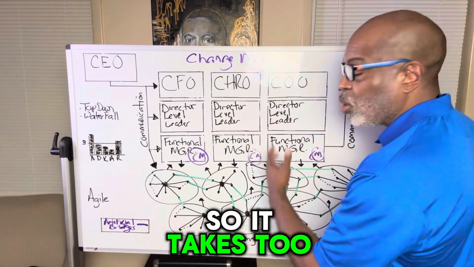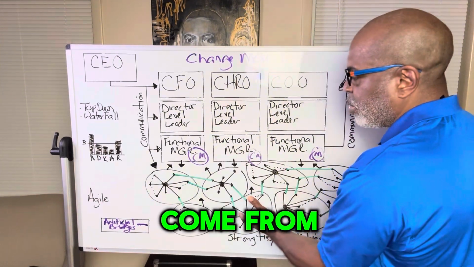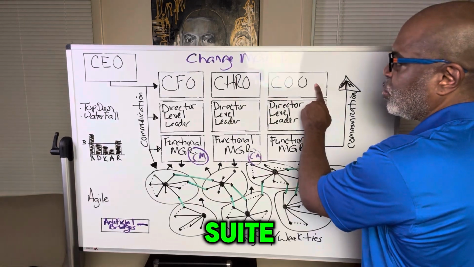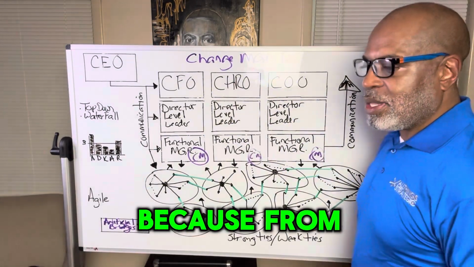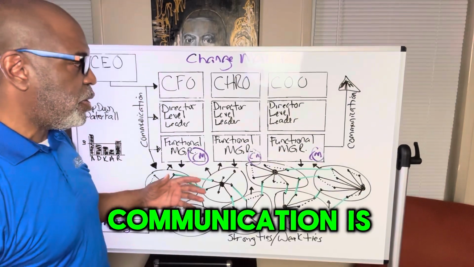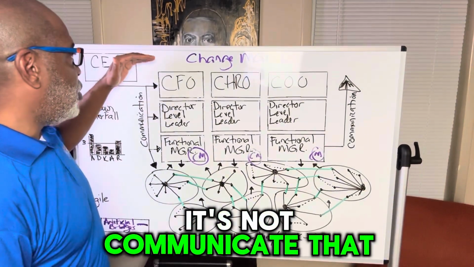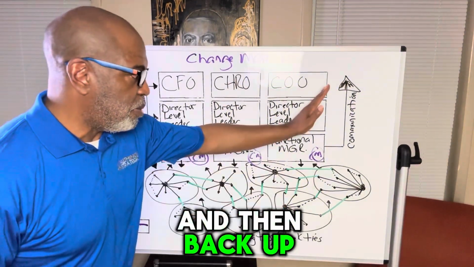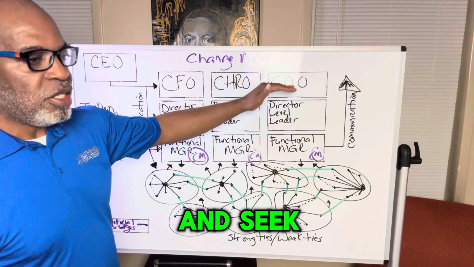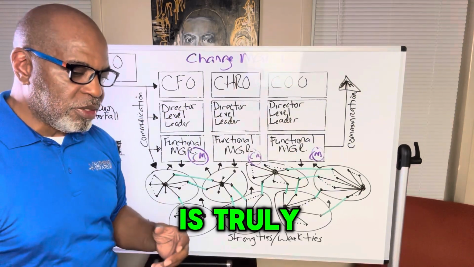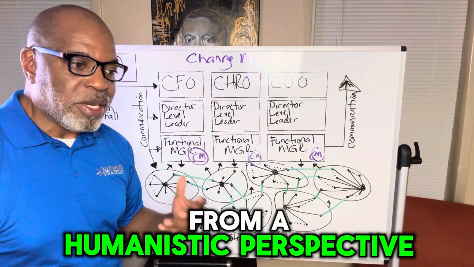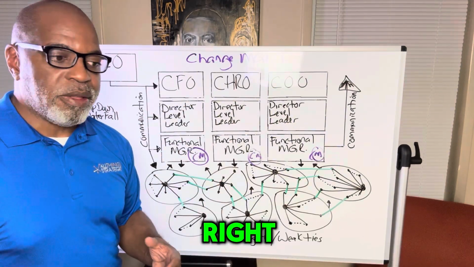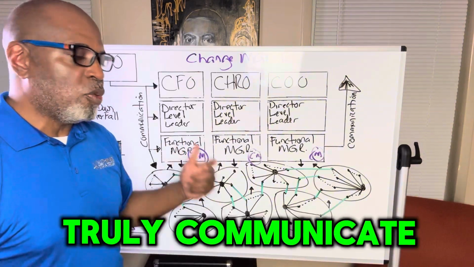So it takes too long for information to come from the bottom back up to functional managers and to be communicated to the director level leaders and the C-suite, back to the CEO, because from a humanistic perspective, communication is not top down. It's not communication that comes from the top and works its way down to frontline workers and then back up to director level and C-suite leaders. That's not how communication is truly done from a humanistic perspective. This is done from a structural organizational perspective, right? Which totally missed the mark on how people truly communicate.